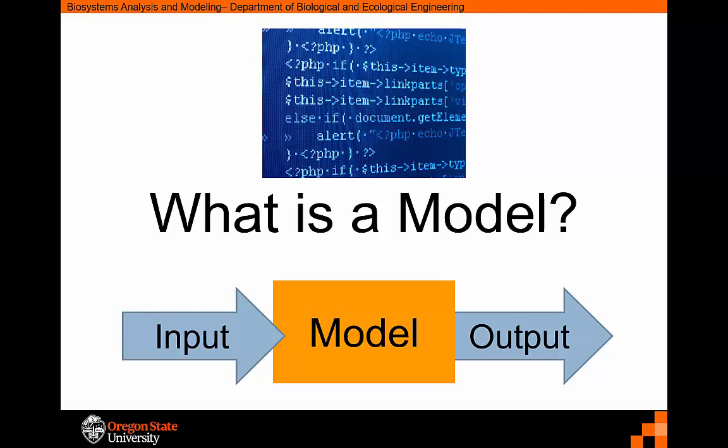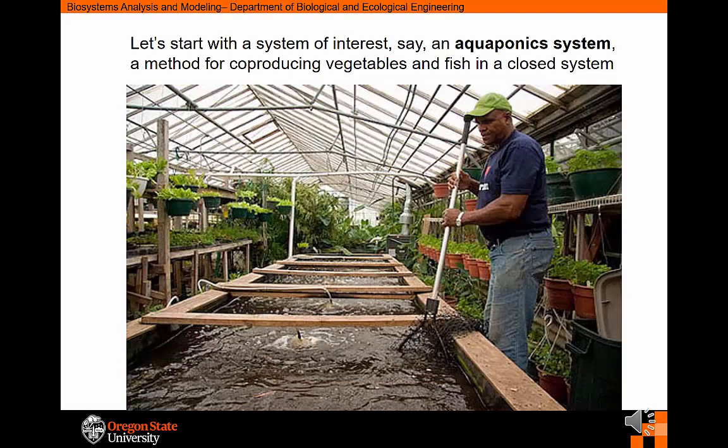For example, imagine you are designing or managing an aquaponics facility. Aquaponics is the co-production of vegetables and other plant-based products in combination with fish production, generally in closed-loop systems where water is circulated between fish tanks and plant production to take advantage of nutrient recycling between these two subsystems. Understanding the relationship between the various components of the system is critical for system design and optimizing operations.